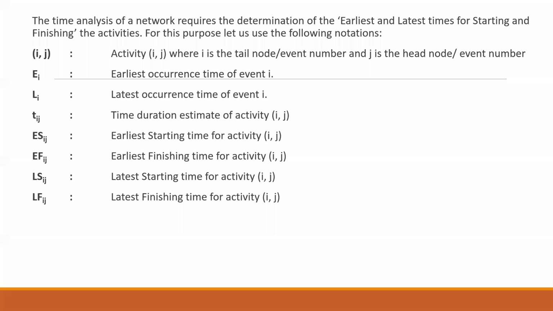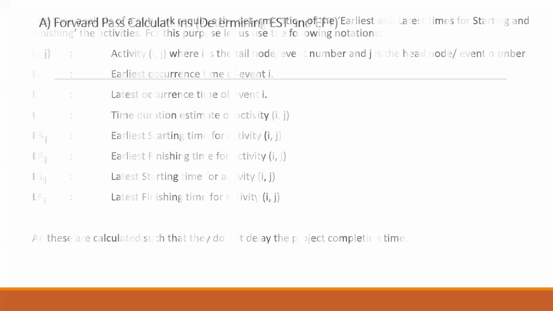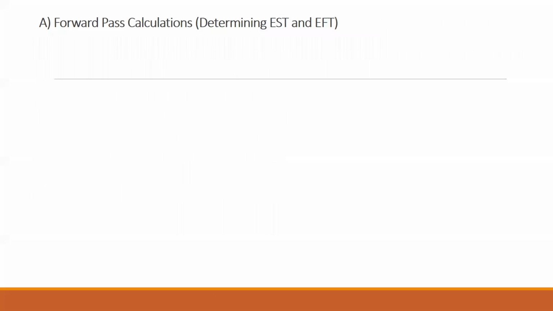Very basic formulas. It's just about addition and subtraction. There are two concepts here. Whenever we are supposed to find out ES and EF, we are going to determine them by using the forward pass calculation. There are two things, forward pass and backward pass, using which we can do the calculation. So let us see that first. The first one, as I said, is the forward pass calculation, which will help me find the values of EST and EFT.